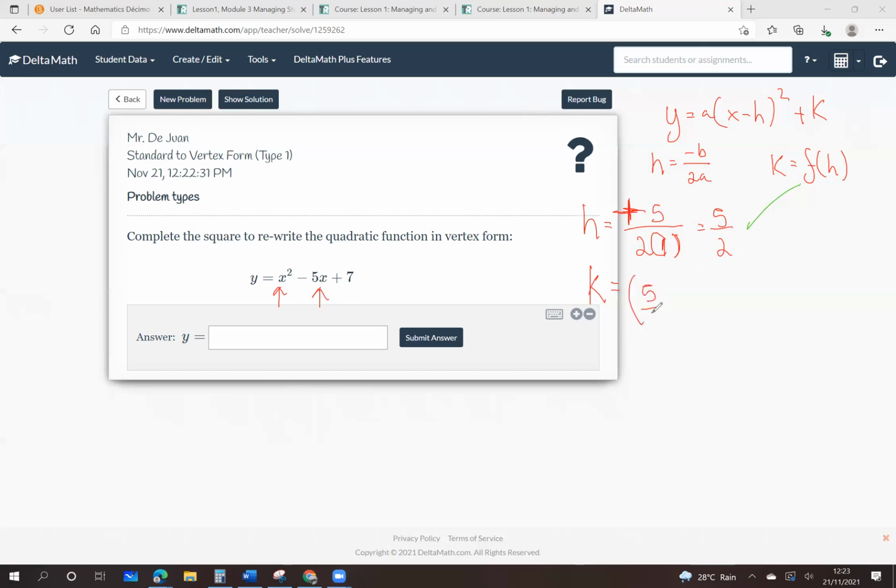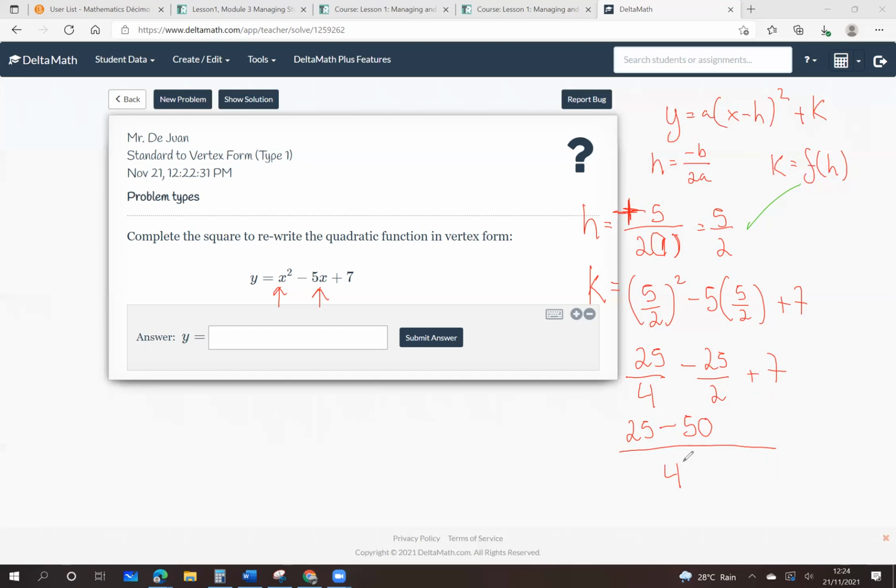What do you have? 5 over 2 squared minus 5(5 over 2) plus 7. So 5 over 2 squared, square everything on top, square everything on the bottom. Negative 25 over 2 plus 7. Well, we need to rewrite this a little bit. So let's see, 25 over 4, let's use that. Let's use 4 as the common denominator. What do we have to do about this negative 25? Well, for 2 to get to 4, we have to multiply it by 2. So multiply it by 2.